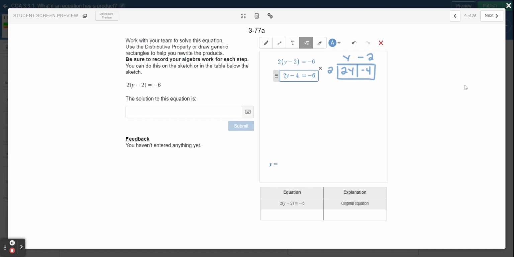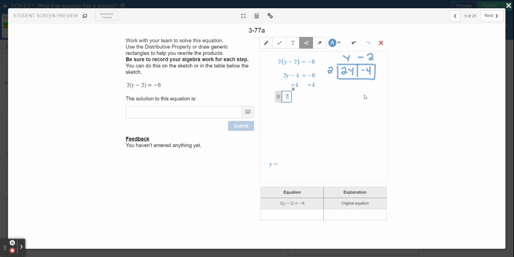I'm closer. So now I'm thinking about my legal moves. What do I want to do here? How do those relate? And I'm remembering I want y all by itself. The next thing that I'm thinking I might want to deal with is this subtracting 4. So I'm going to keep things balanced. I'm going to add 4 to both sides. So I might actually write that with add 4. I'm going to add 4 to both sides.